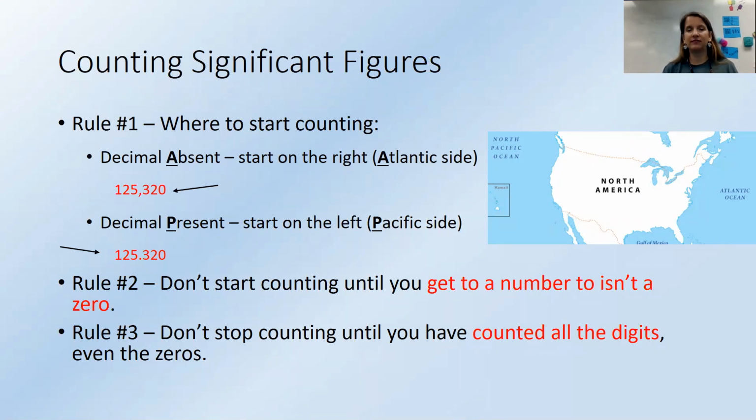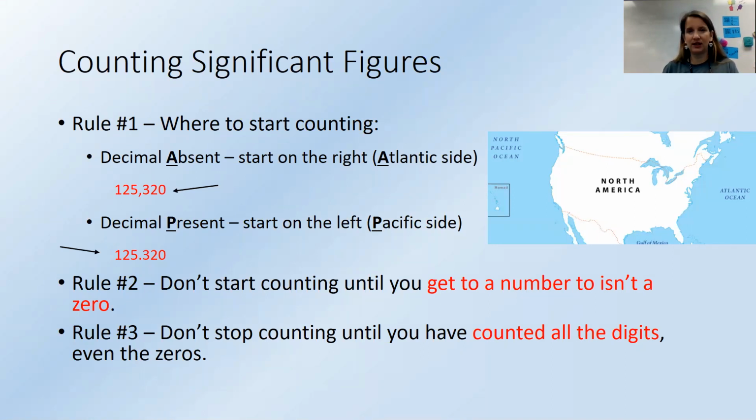When we're counting sig figs, I want you to picture the United States of America. Picture that the Pacific Ocean is on the left side of the United States and the Atlantic Ocean is on the right side. The P, Pacific, is going to represent a present decimal point, and the A, Atlantic, is going to represent the absent decimal point. Rule number 1 is the most important rule to follow because rules 2 and 3 are going to be the same.